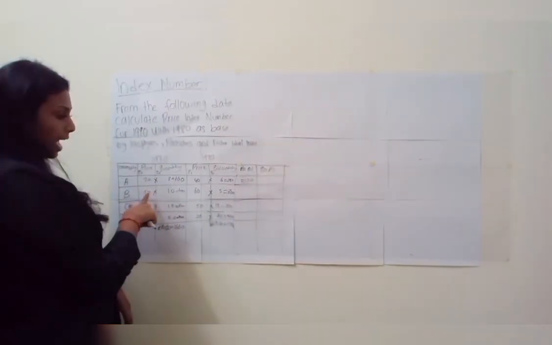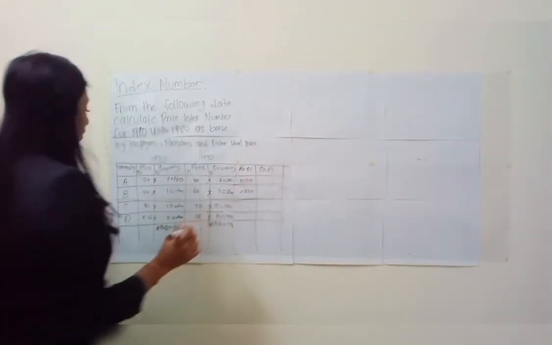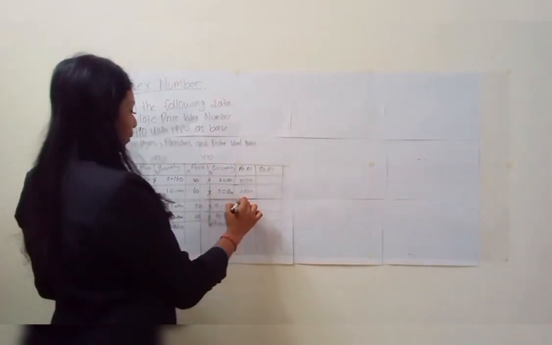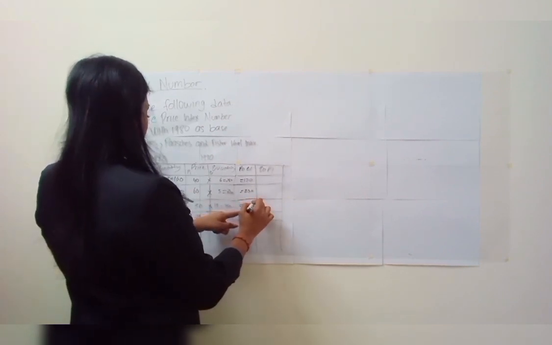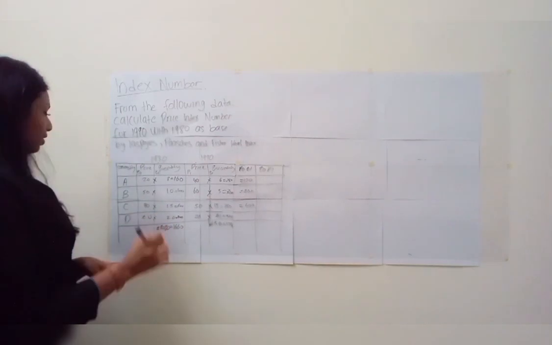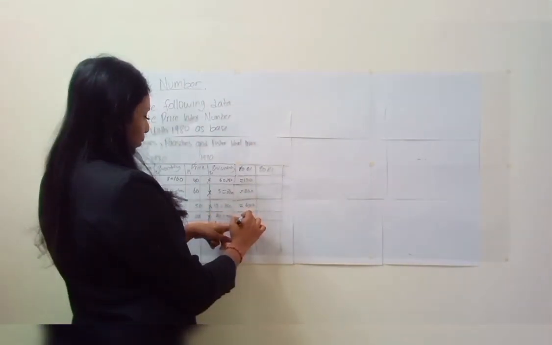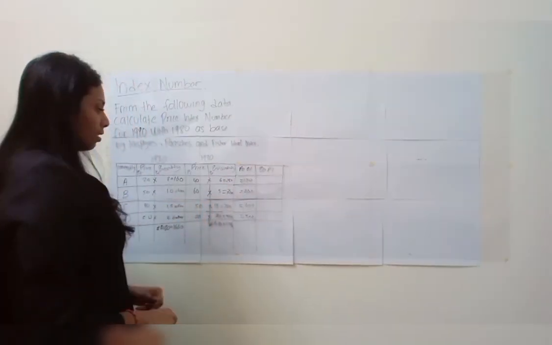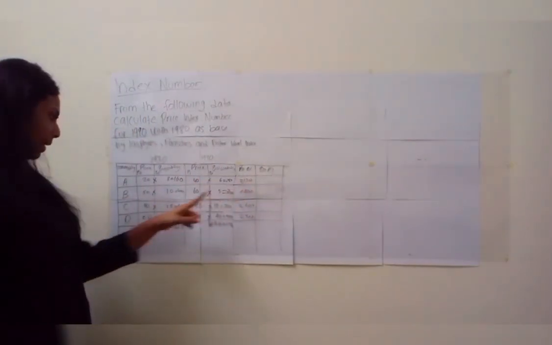So 5 times 5 is 250, and then 40 times 15 equals 600, and 20 times 25 equals 500. Okay, so now we settle for QO and PI.